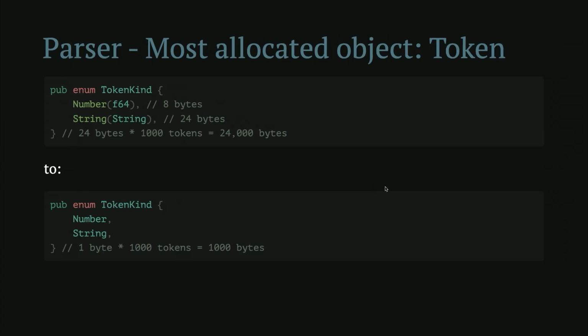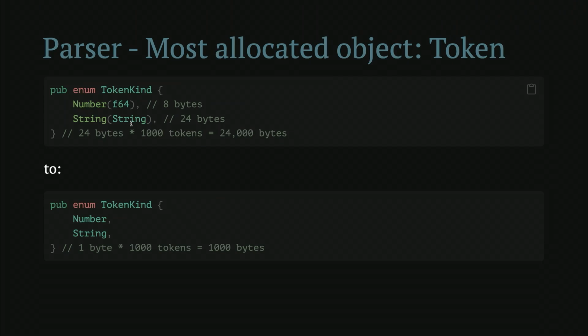Okay, this is the first Rust code you are seeing today. It looks like TypeScript. There's a pub enum TokenKind. What this is trying to say is in a compiler, if you've written a tokenizer or lexer, the most allocated object is called a token. In a token, you can store things like a number and a string. In Rust, you declare it as pub enum TokenKind, and you wrap these two, and you sum up the total number of bytes. So here it has 8 bytes for the float number and 24 bytes for the string.